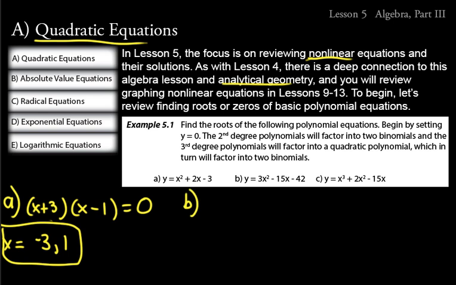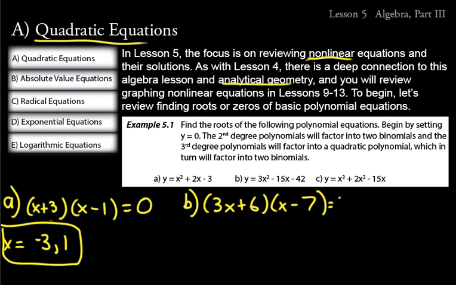B, y equals 3x squared minus 15x minus 42. So factor that into 3x and x. Then think, two numbers multiplied together equal negative 42. That'd be like a 7 and a negative 6, or a negative 7 and a positive 6. But how would we get 15x in the middle? Well, 3x plus 6 times x minus 7, that would work.